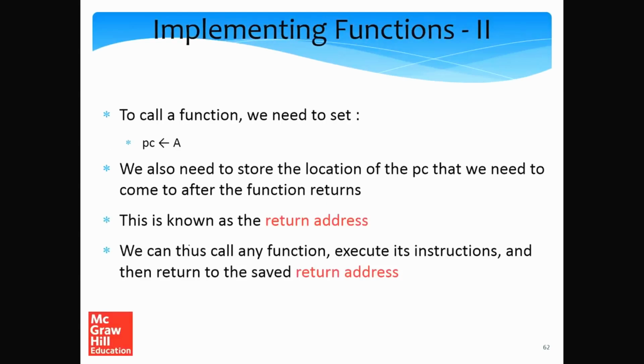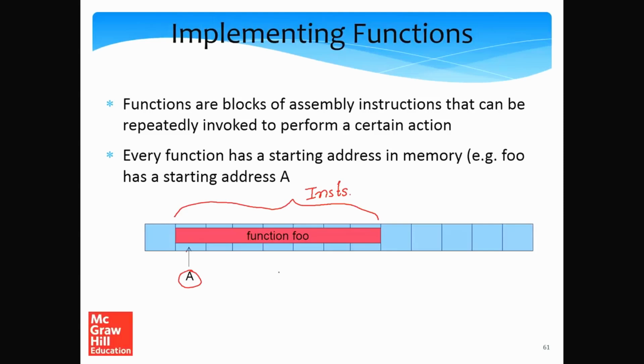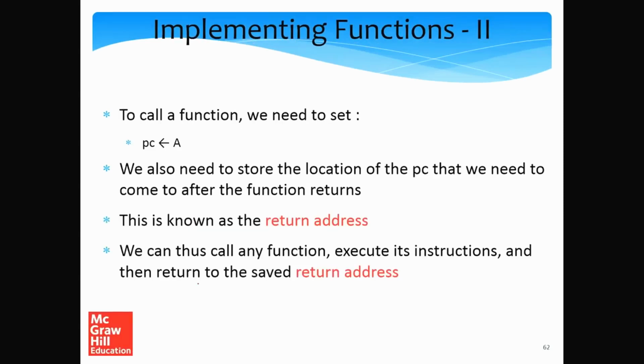So to call a function, what do we need to do? Let's go back to the previous slide. If the starting address is A, we set the program counter to A. This is equivalent to jumping to the first address of the function. Once we do that, we can start executing the function, and after the function completes, we need to store the location of the program counter to which we need to return. If we consider a traditional execution of a program, we keep on executing, we go and execute some function, we execute the function and we come back. And then we start at exactly the same point.